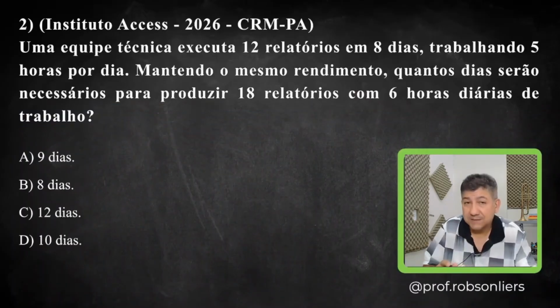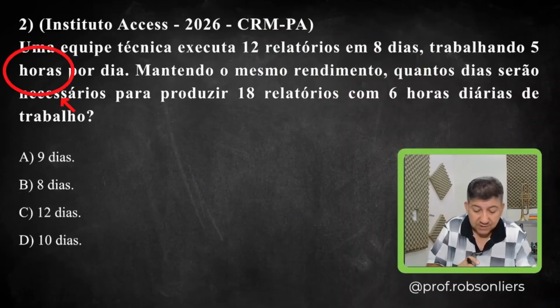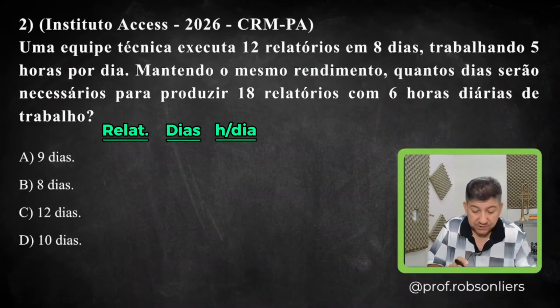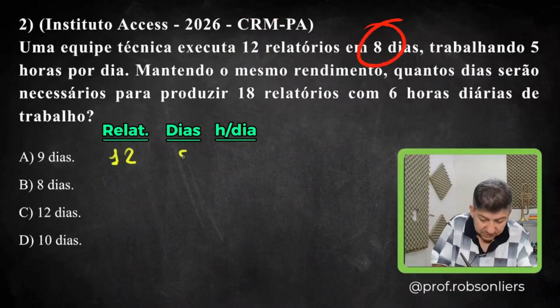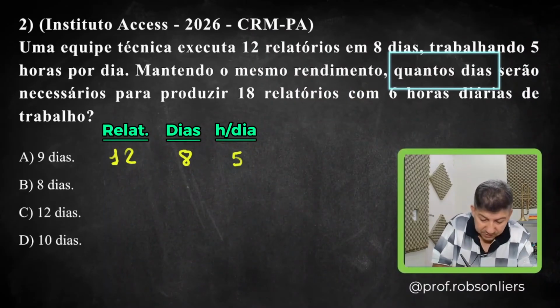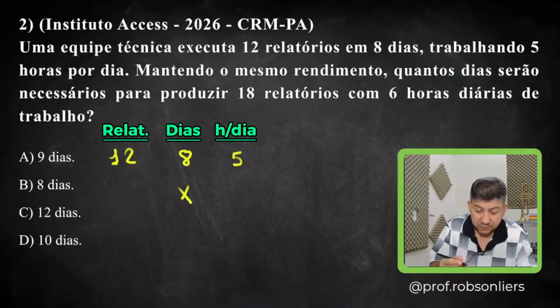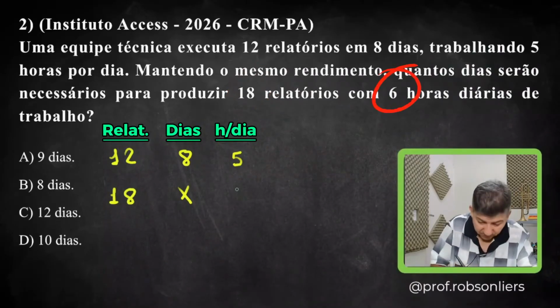Well, the first step is organization. We have 3 quantities here: the number of reports, the number of days, and the number of hours per day. I'll write them down here so we can organize reports, days, and hours per day. Setting up our proportion, here's a little table. Pay attention. A technical team completes 12 reports in 8 days, working 5 hours per day. All right. Keeping the same productivity, how many days? So, I'll put an X here. How many days will be needed to produce 18 reports? 18 with 6 hours of work per day. I'll put the 6 here.